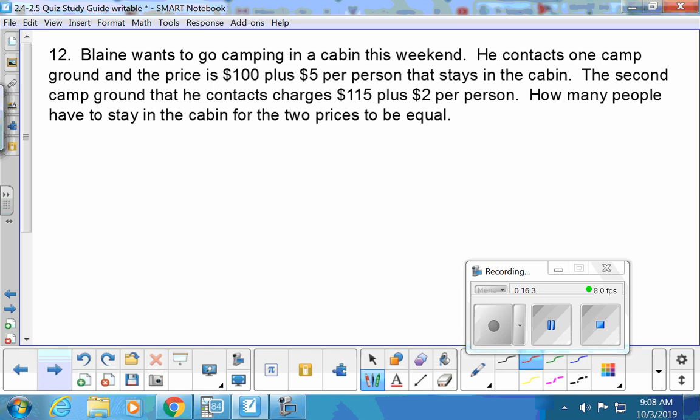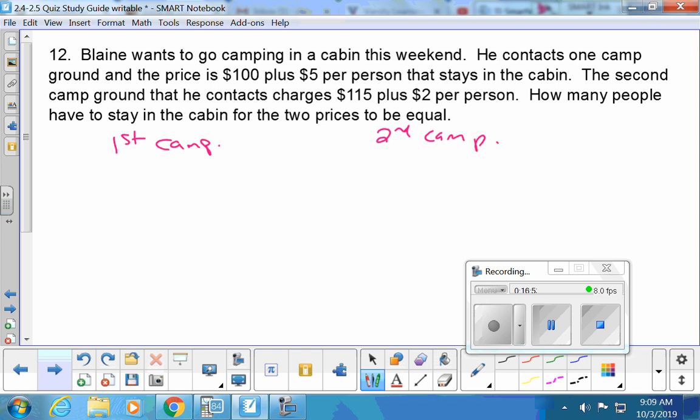Blaine wants to go camping in a cabin this weekend. He contacts one campground, and the price is $100 plus 5 per person. So that's the first campground. The second campground he contacts charges $115 plus 2 per person. How many people would have to stay in the cabin for the 2 campgrounds to have equal price?